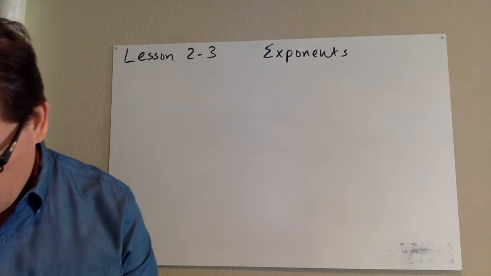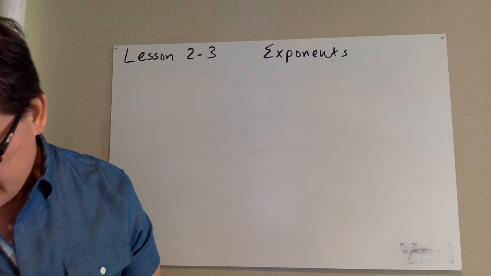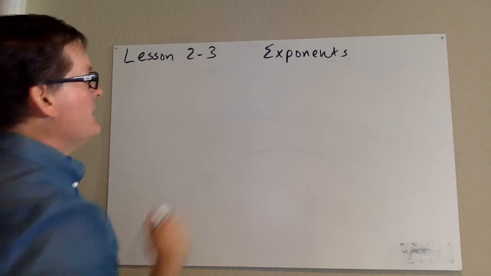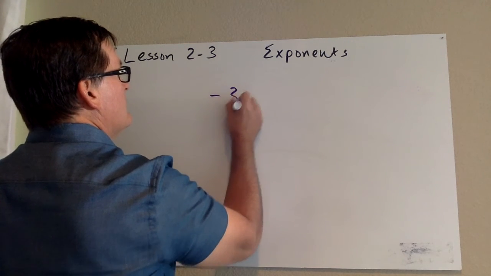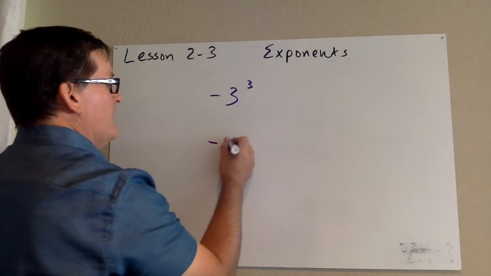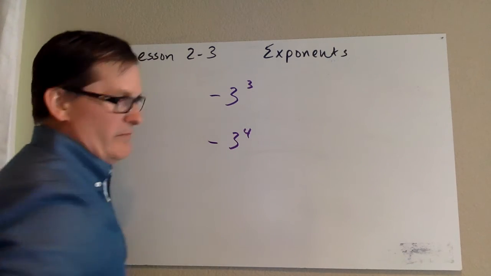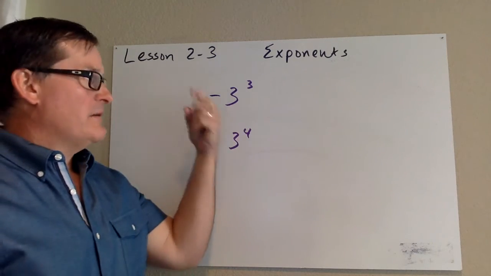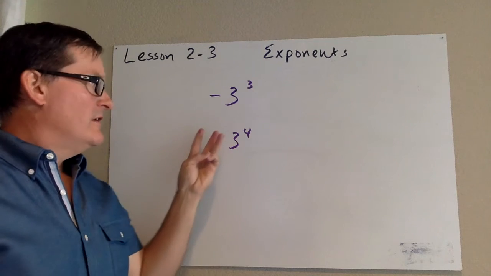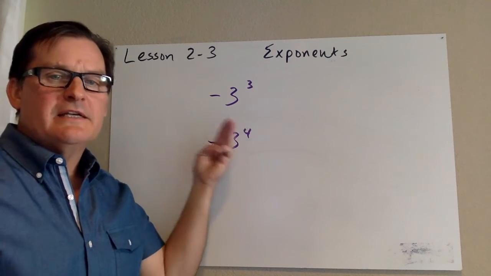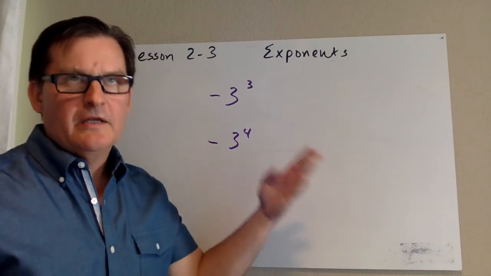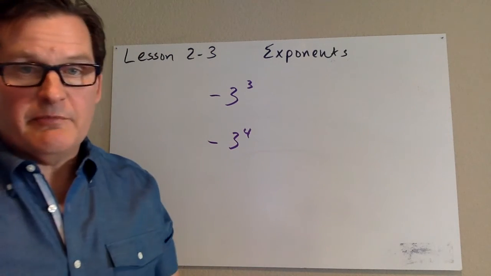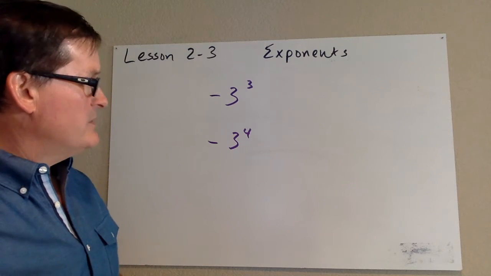Just to compare two more really quickly, let's look at negative 3 to the 3rd power and negative 3 to the 4th power. I chose these because we already know these calculations. 3 times 3 is 9, times 3 is 27. To the 4th power, 3 times 3 is 9, times 3 is 27, times 3 is 81. Eventually, when you work with these numbers enough, you start to memorize them. It's not necessary that you have them memorized at this point, because you can always figure it out.